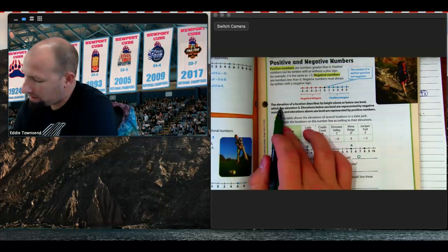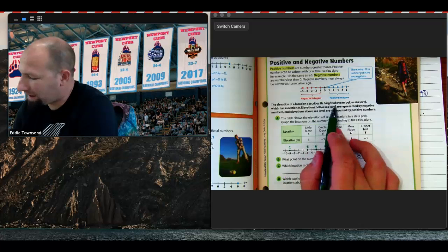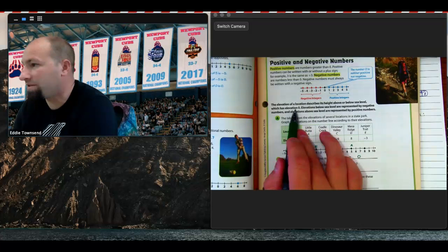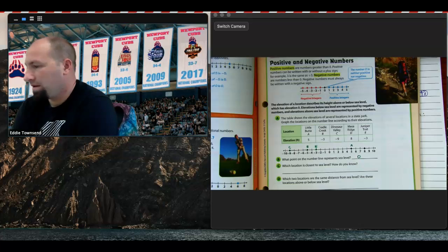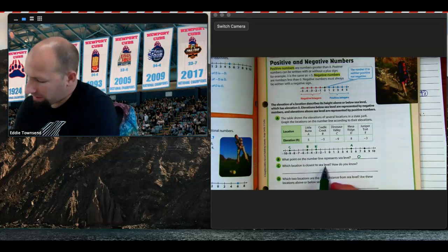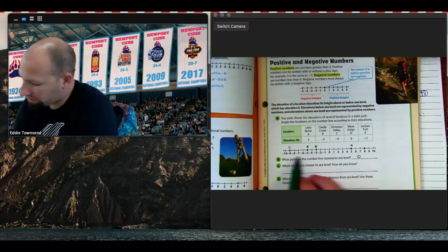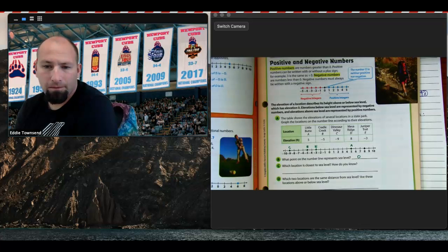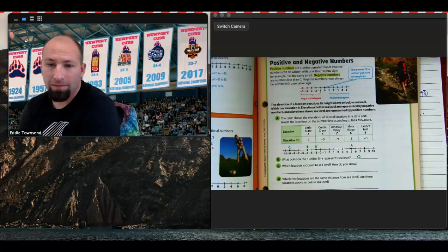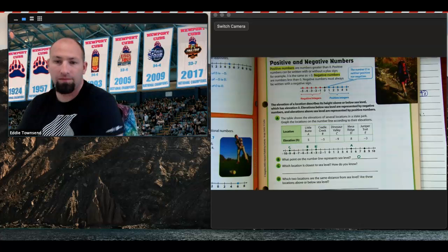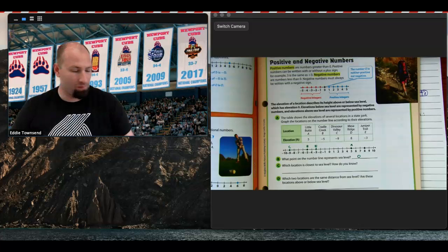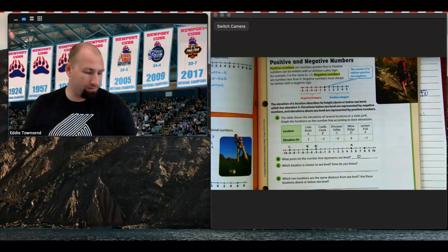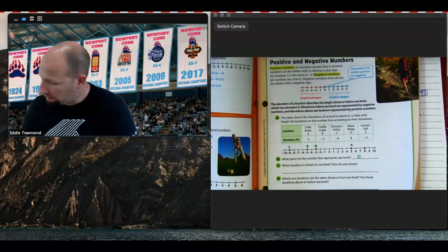And it says it right up here. The elevation of a lake describes its height above or below sea level, which has elevation 0. Okay? Which location is closest to sea level? How do you know? So which location is close to sea level? Is it 5 or -3? I'm on page 7. Yep, -3. Good. Good. Good. Okay.